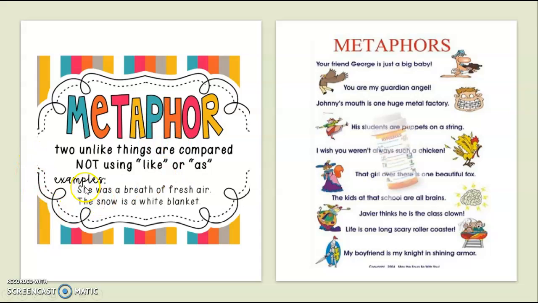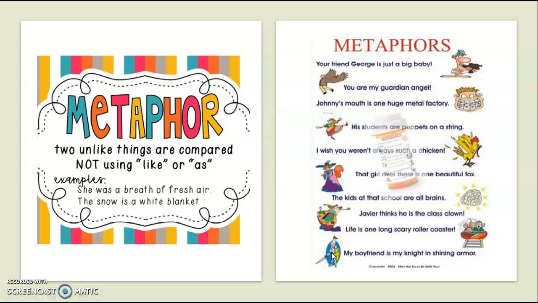So for example, she was a breath of fresh air. They compared the girl with fresh air. However, these two words were not being used. The next one is the snow is a white blanket. So the same thing, they're comparing the snow to a white blanket without using like or as.